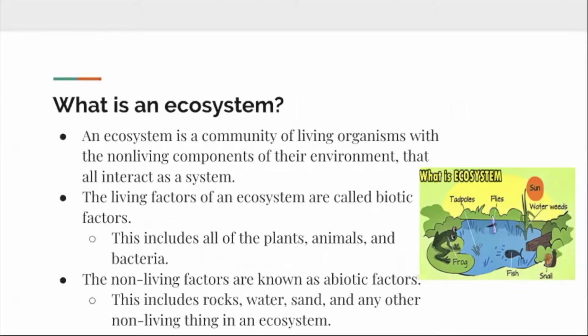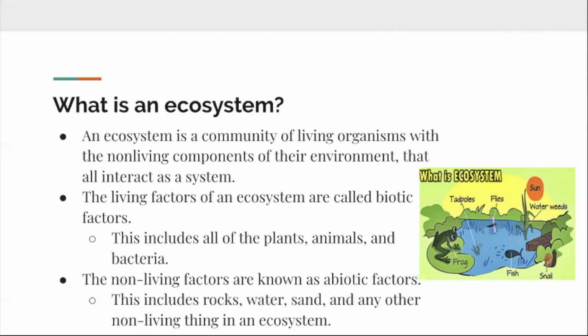What is an ecosystem? An ecosystem is a community of living organisms with the non-living components of their environment that all interact as a system, or in other words, non-living and living organisms working together to survive. In the picture on your right, you can see that this is a pond ecosystem that incorporates a lot of different organisms that are working together, but this also has one abiotic factor, which is the sun. And the sun is non-living and therefore abiotic, but it interacts with the ecosystem by providing sunlight that is needed for the process of photosynthesis in plants.